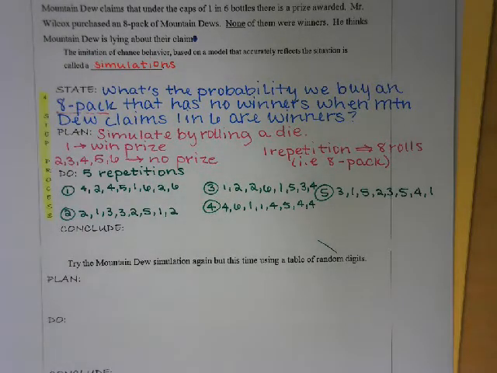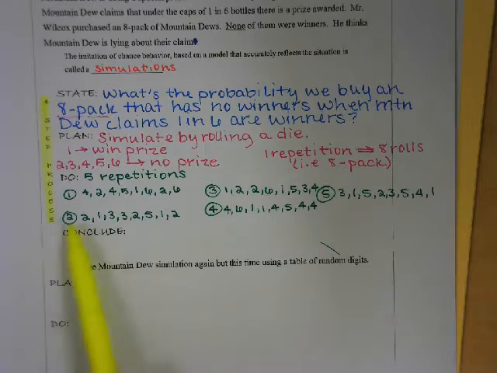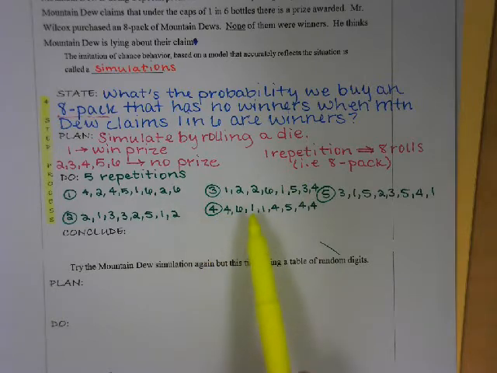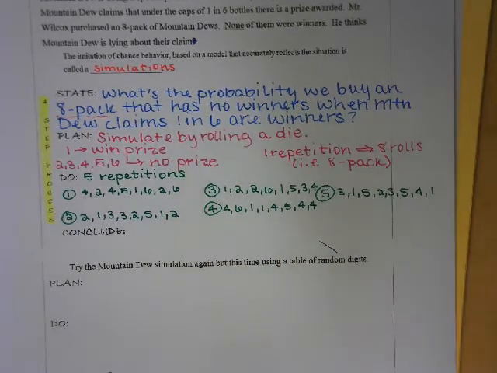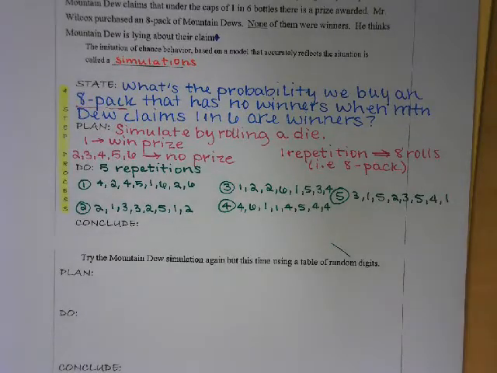So a 1 means I got a prize in my 8-pack. So in this 8-pack, I have a 1, so I got a prize. In this 8-pack, I have 2 prizes. This 8-pack, 2 prizes. This 8-pack, 2 prizes. And that 8-pack, I also got 2 prizes. So we're going to make a conclusion. Now our conclusion is based on the simulation.